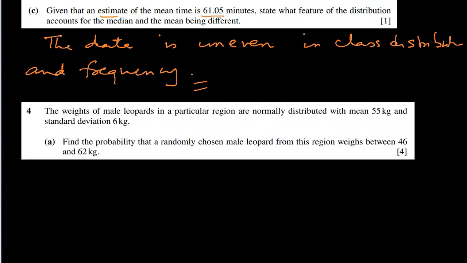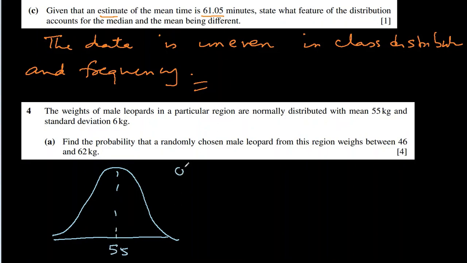Next question is this. The weights of male leopards in a particular region are normally distributed. The mean is 55. So let's visualize. This is the distribution. The mean is 55. Standard deviation is 6 kg. Find the probability that a randomly chosen male leopard from this region weighs between 46, so 46 will be less than 55 somewhere here, and 62, which is more than 55. How much less is this? 9 less, and this is 7 more. So they are not equal. They are not equally distant from the mean.